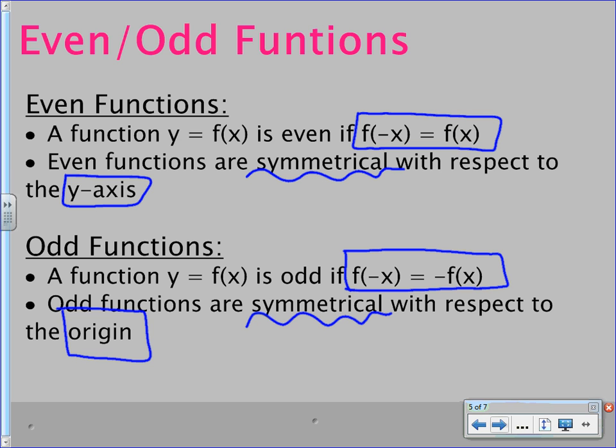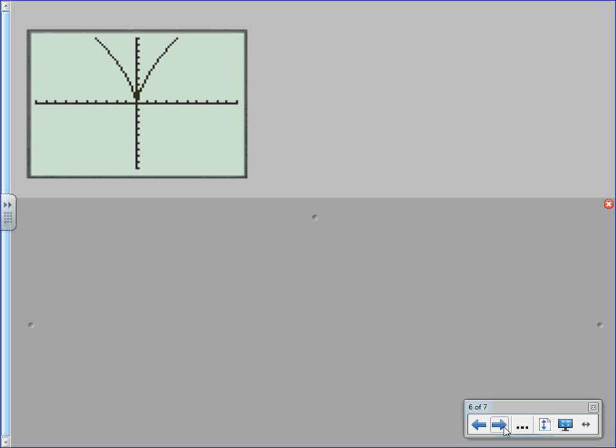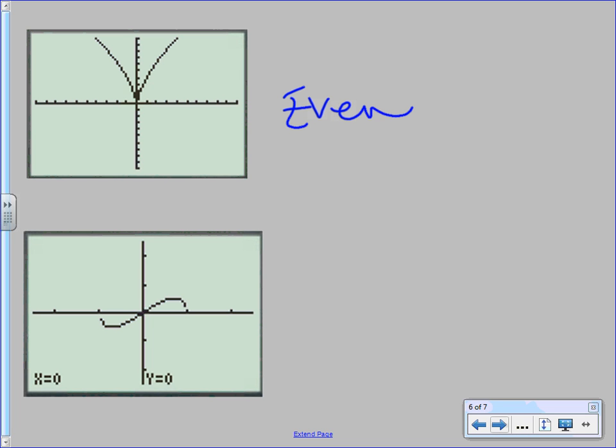Okay, so let's look at graphically what these look like. What does this have symmetry with respect to? The y-axis, so we call this what kind of a function? This is an even function. Okay? Here, this is an odd function. This is what symmetry about the origin looks like. If we fold it in half along the y-axis and then fold that in half along the x-axis, then we're going to match up. Okay? So this is what symmetry about the origin looks like.